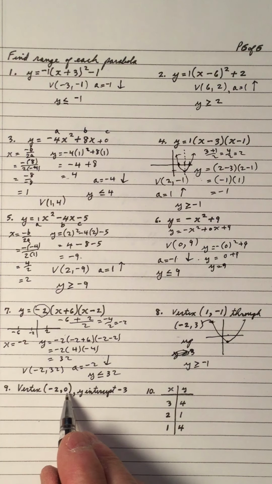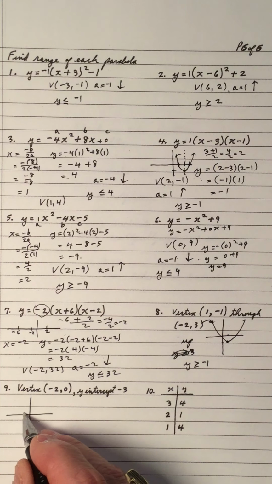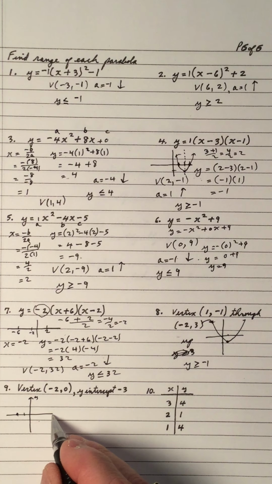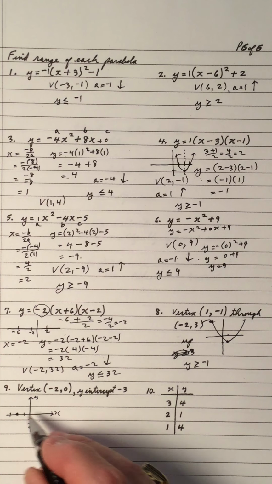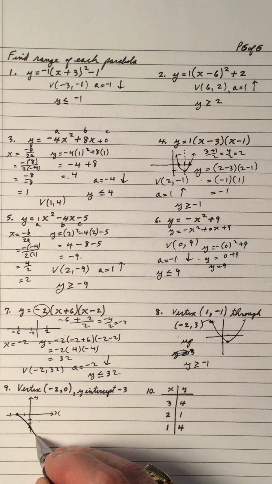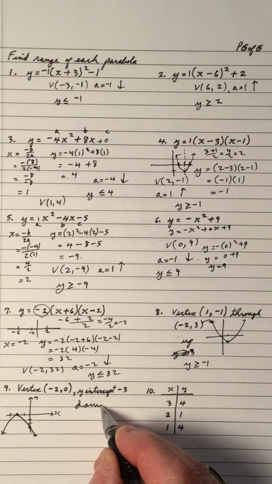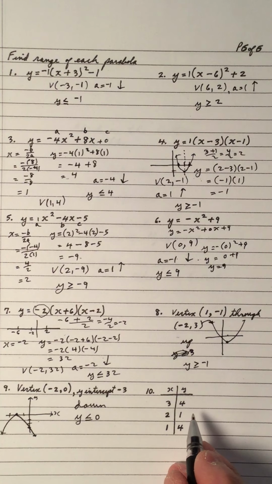And again, we have a vertex. Let's draw this. The vertex is negative 2, 0. X is negative 2, y is 0. The vertex is right here. It has a y-intercept of negative 3. There's the y-axis, that's the x-axis. The y-intercept of negative 3 is, pretend, right there. So if this is your vertex at negative 2, 0, and this is your y-intercept, the parabola has to go down through that y-intercept like that. So the parabola is opening down. Therefore your range is y is less than or equal to the y value of your vertex. Y is less than or equal to 0.